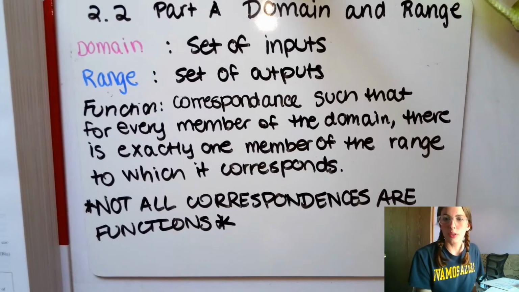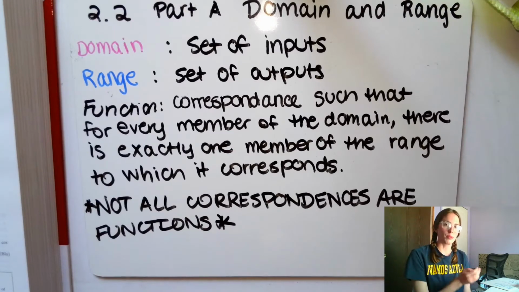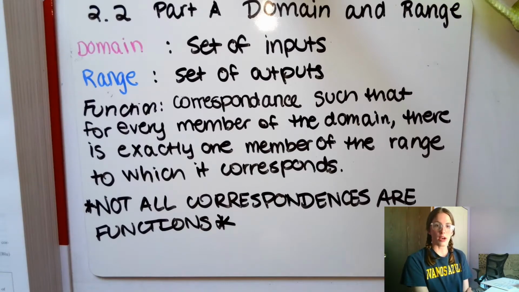This is section 2.2, part A. We're looking at the domain and range for a function. A domain is a set of inputs, so a set of all possible inputs for a correspondence or a function. Range is a set of all possible outputs for a correspondence or function.